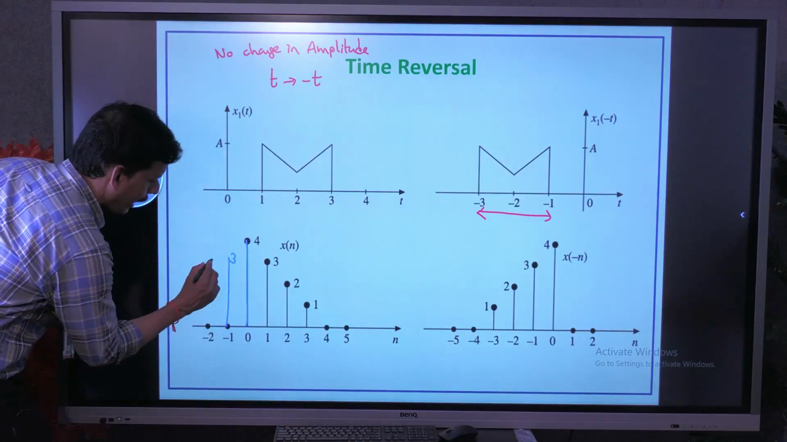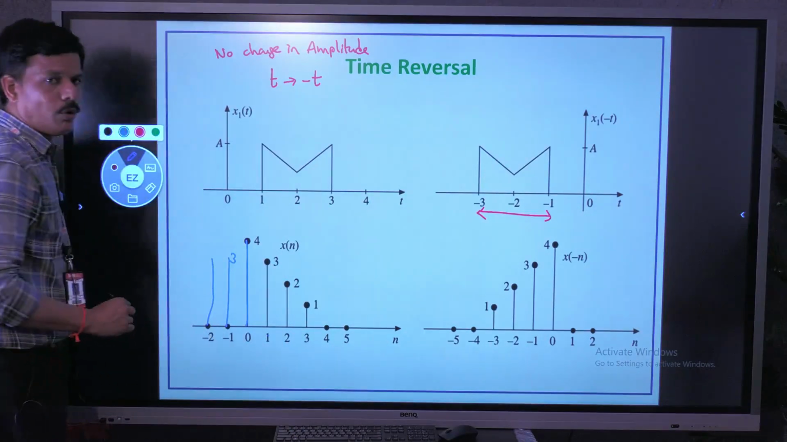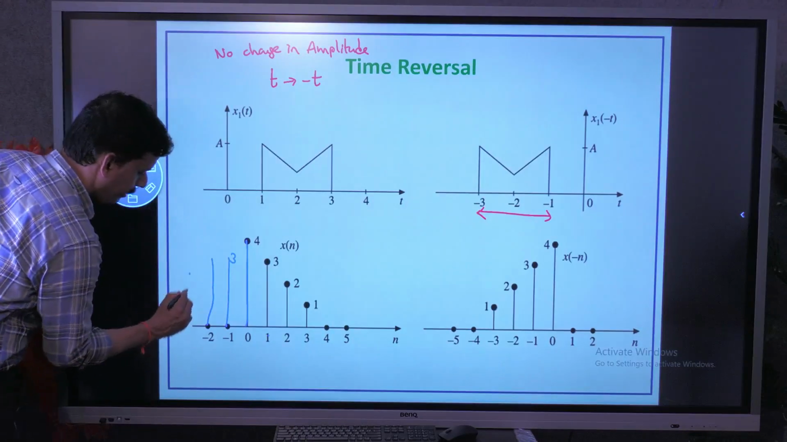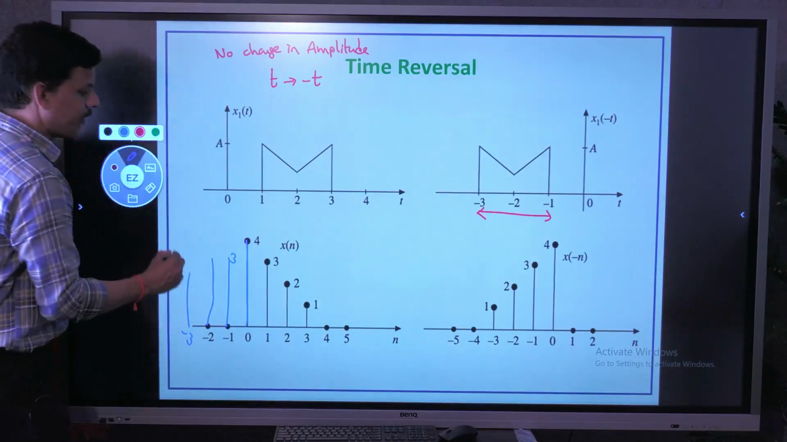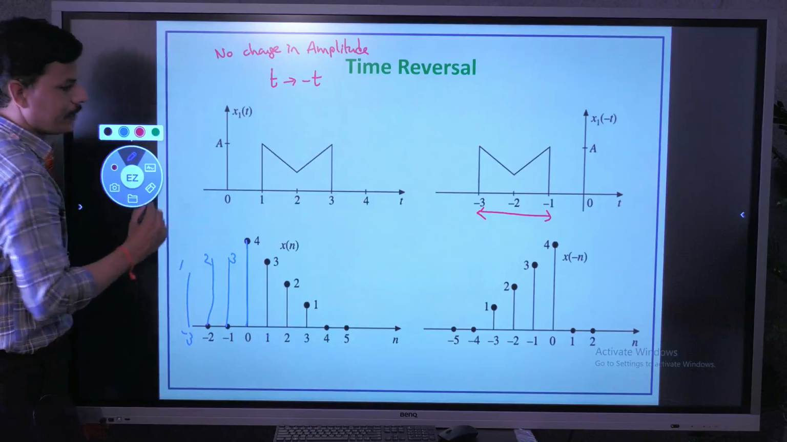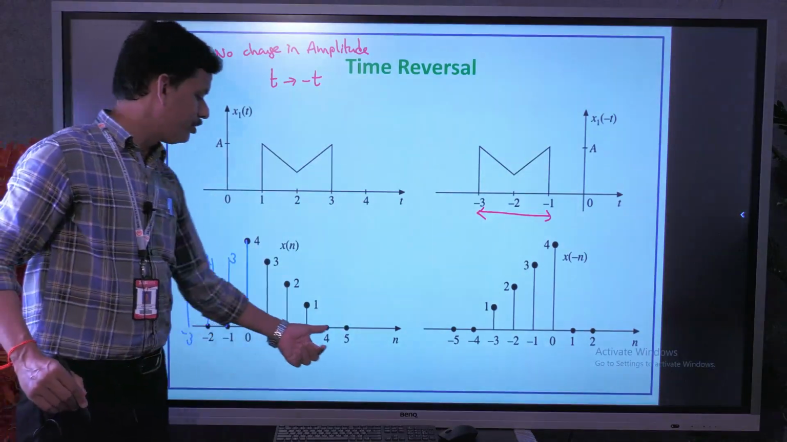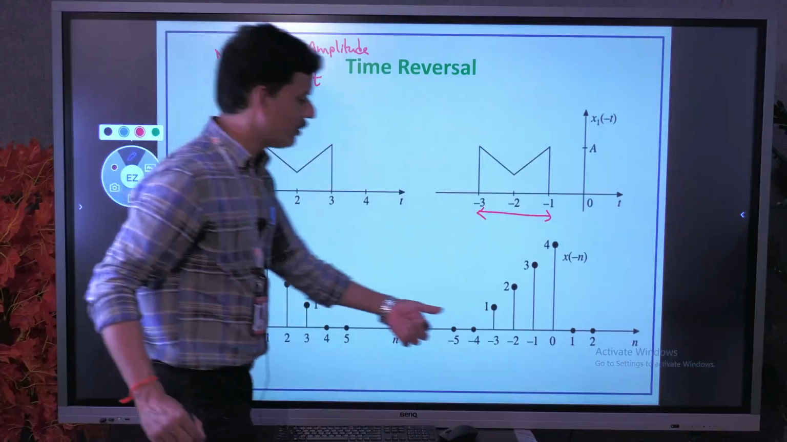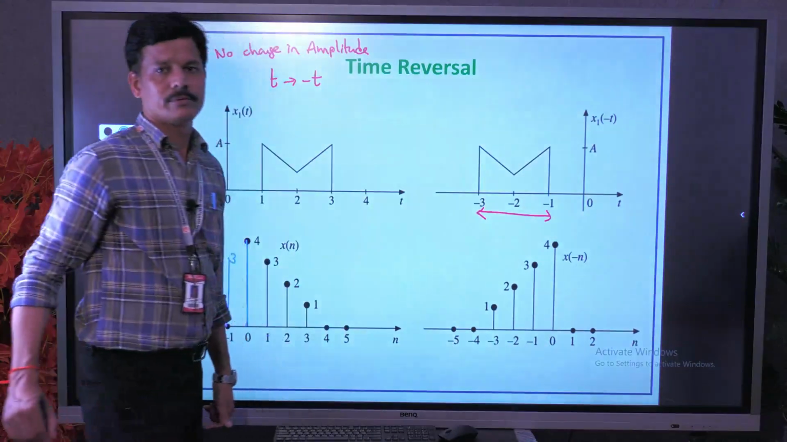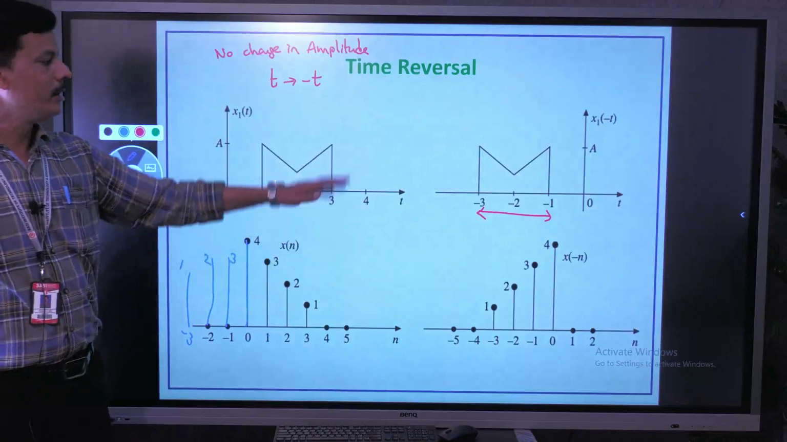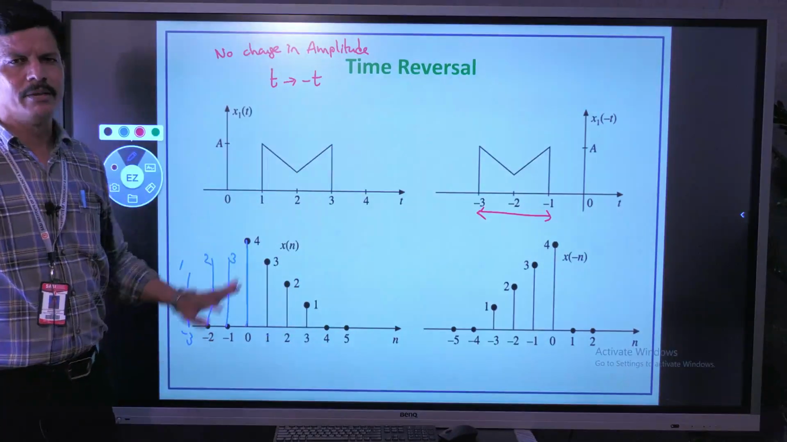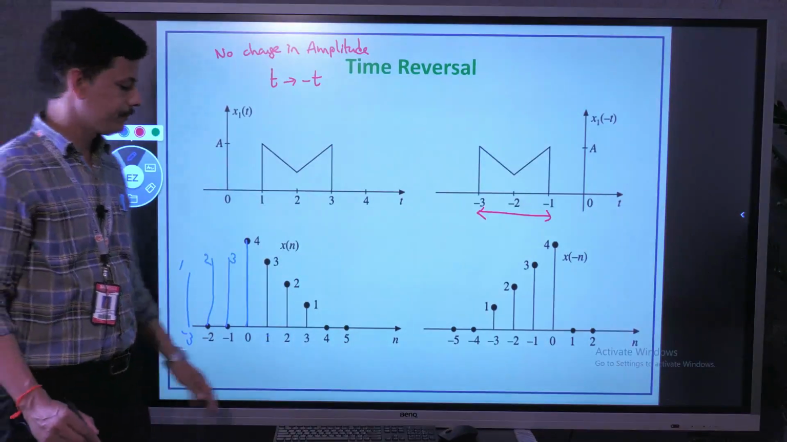Here at 2 amplitude is 2 only, not minus 2. Similarly here 1 only. So that is the resultant signal. So the signal which exists from 0 to 4 now exists from 0 to minus 4. That is the time reversed one in continuous time and discrete time. Very easy to understand this one.